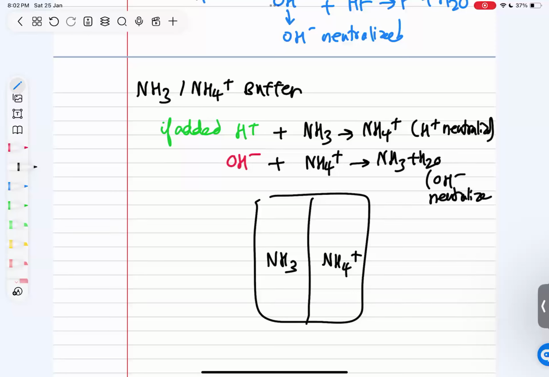So every buffer has two parts so that it can react to the increase in the H plus or the increase in the OH minus solution. Let's see a sample question about that and see if we can answer it.